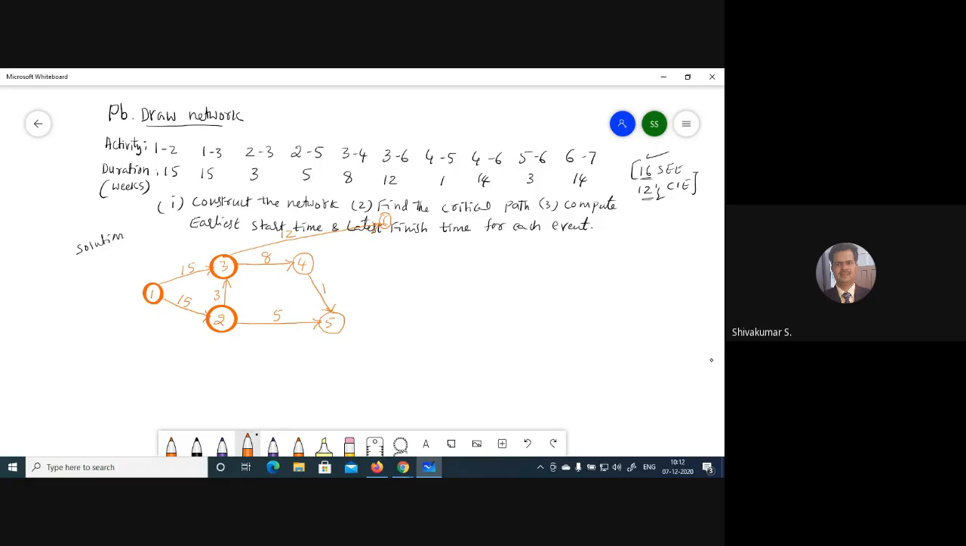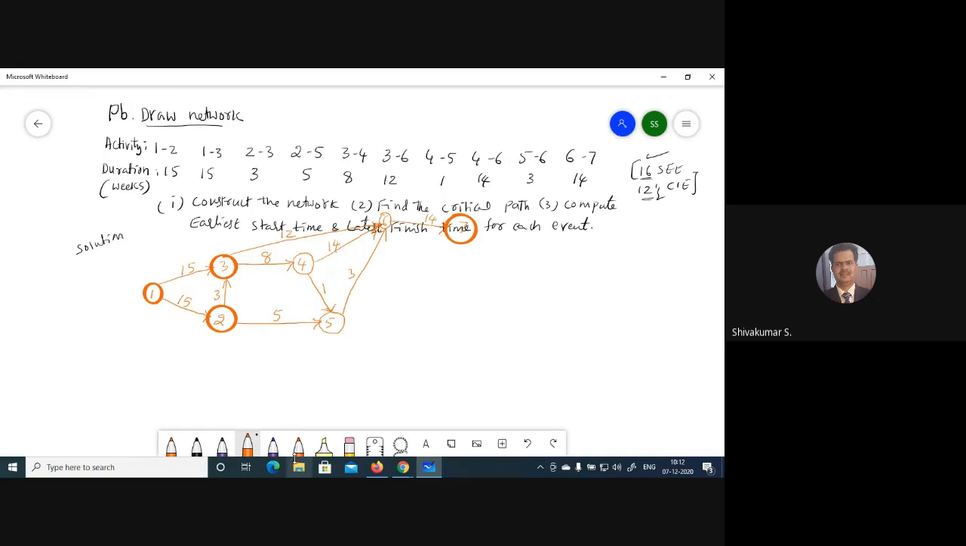Next, 4 to 6 is there. Now you just connect 4 to 6. Okay, that is 14 weeks. Next, 5 to 6 is there. So connect here once again, 5 to 6 also. Okay, 5 to 6 requires 3 weeks. Next, one more is there, it is 6 to 7. You just draw a straight line here. Okay, 6 to 7 requires 14 weeks.